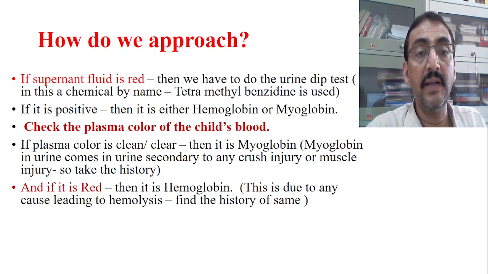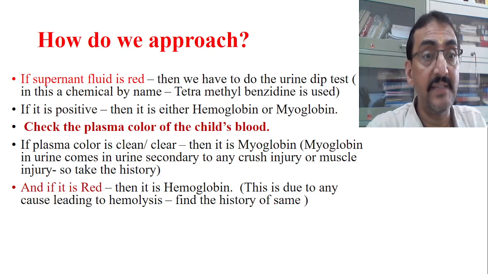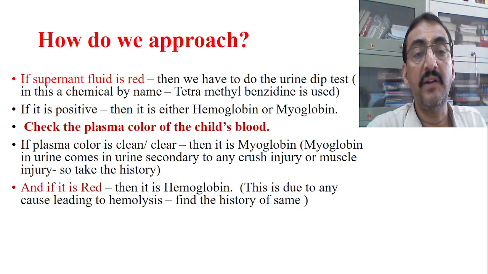If the plasma color is very clear, then it is myoglobin. If the plasma color is reddish, then it is hemoglobin. This is due to any cause leading to hemolysis, extravascular or intravascular hemolysis. Again, find the history.